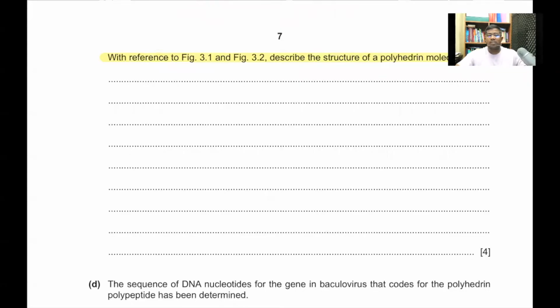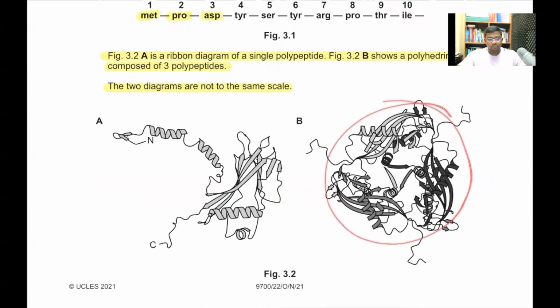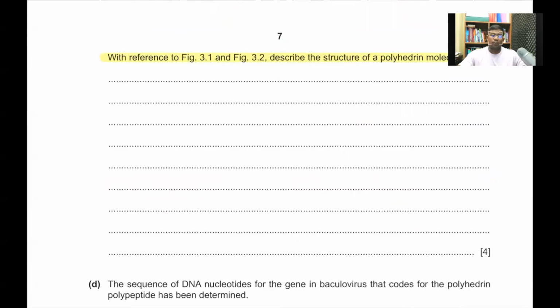The primary structure consists of a sequence of amino acids that are joined by peptide bonds. The secondary structure consists of alpha helix and beta pleated sheet, which are formed by hydrogen bonds between the CO and NH. The tertiary structure has interaction between side chains, for example, hydrogen bonds, ionic bonds, disulfide bridges, and so on. The quaternary structure, for example, the 3 identical polypeptides joined together, are interacting with each other by means of hydrogen bonds between the R groups, ionic bonds, and disulfide bridges. So we can write those in the answer.